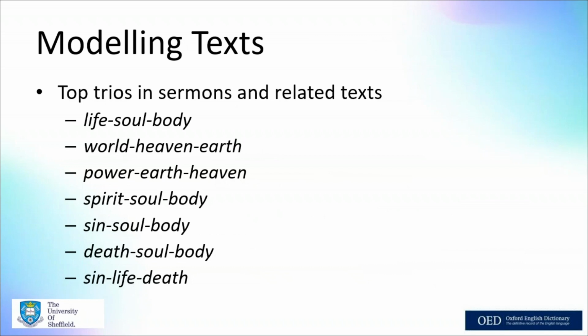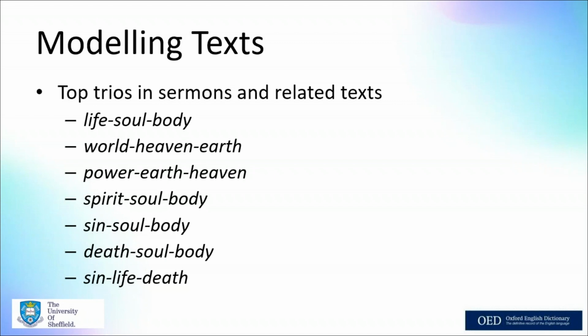The other thing that we can do with trio and quad data is to model texts or entire groups of texts. So we can look, for example, at the top trios in a particular type of text, or even in all of EBO TCP. So I've shown here the top trios, again, the strongest trios in sermons and related texts from EBO TCP from the 16th and 17th century. So we see trios like life, soul, body; world, heaven, earth; power, earth, heaven; spirit, soul, body; sin, soul, body.